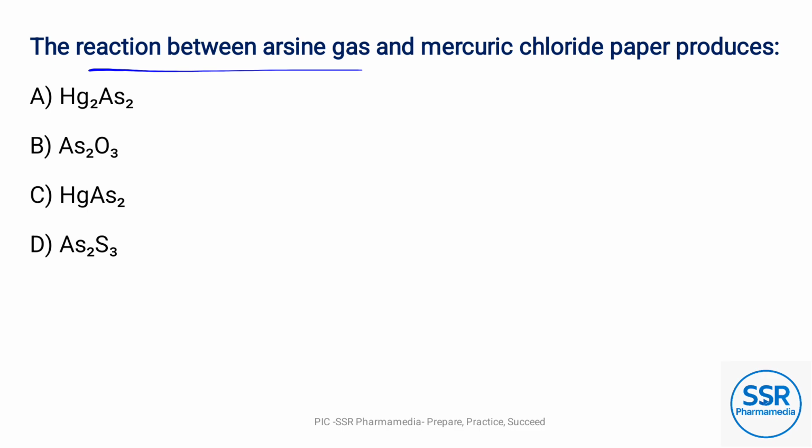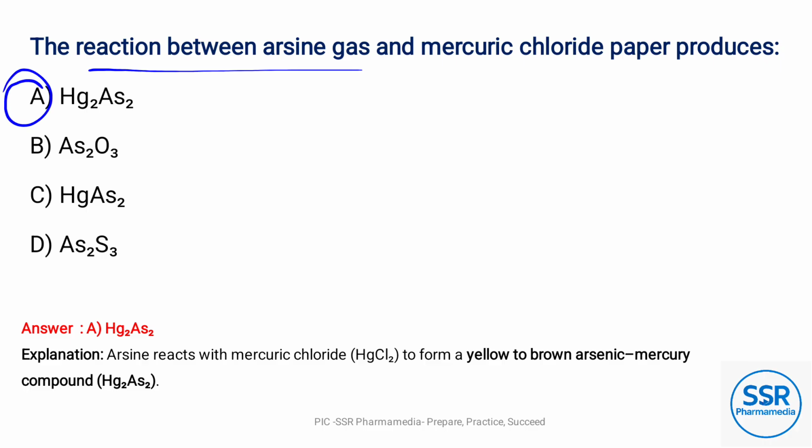The reaction between arsine gas and mercuric chloride vapor produces, option A, Ag2As2. Arsine reacts with mercuric chloride to form a yellow to brown arsenic mercury compound, the complex. So that complex is the Ag2As2 structure.